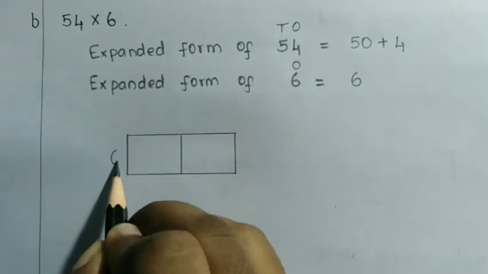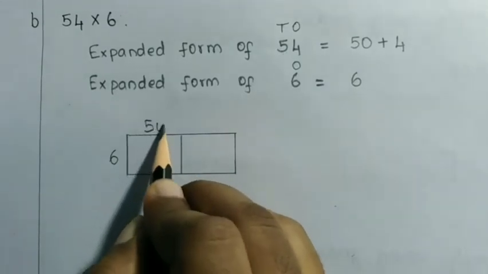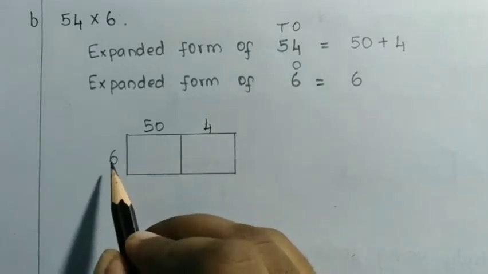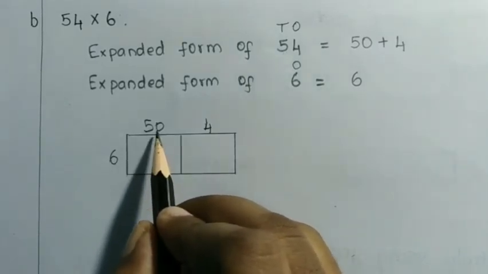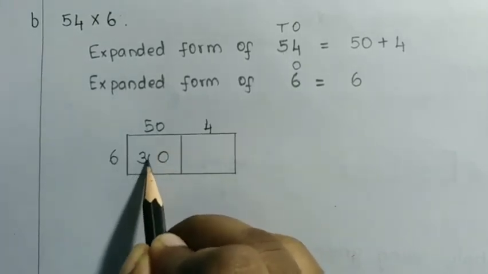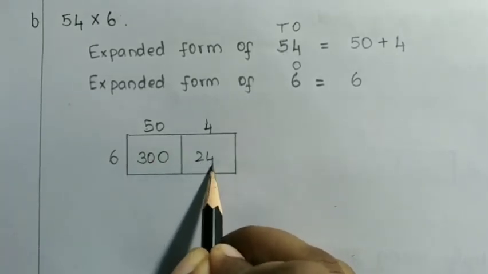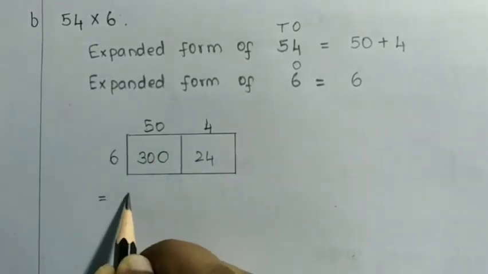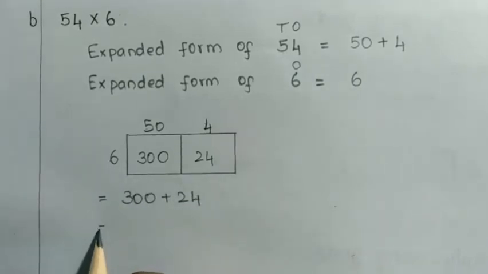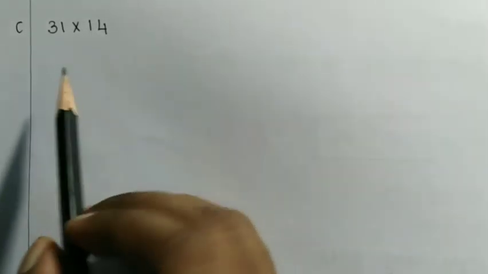Here 6 will be written and here 50 will be written, and 4 in the next box. Now let us multiply 6 into 50. Put the 0 here. 6 5s are 30, 300. 6 4s are 24. Now let us add 300 plus 24. The answer is 324.